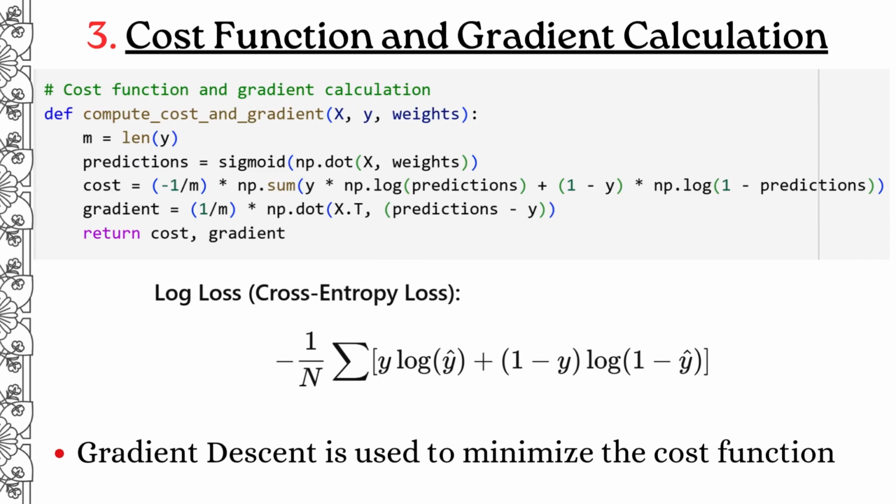3. Cost function and gradient calculation. The cost function is based on binary cross-entropy, log loss, which measures the error between predicted and actual values. The gradient is the derivative of the cost function, used to adjust weights during training. Here, X.T ensures correct dimensionality for matrix multiplication.